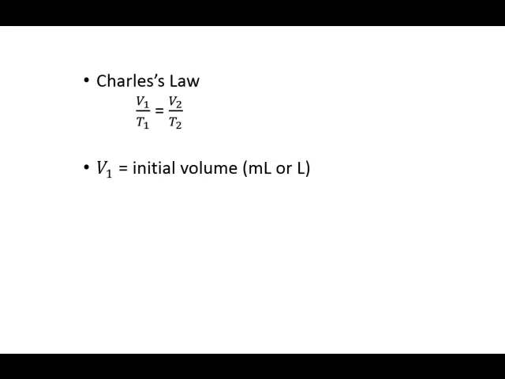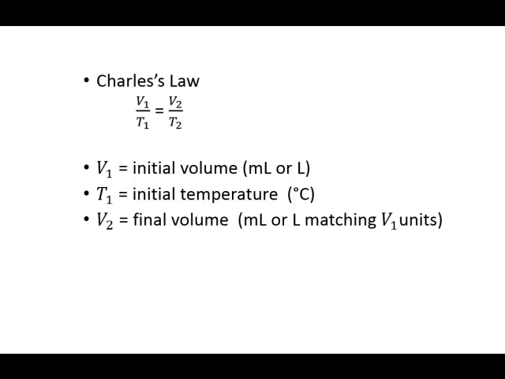V1 stands for the initial volume in either milliliters or liters. T1 is the initial temperature in degrees Celsius. V2 is the final volume. It can be matching units or not. We may have to convert. T2 is the final temperature in Celsius.